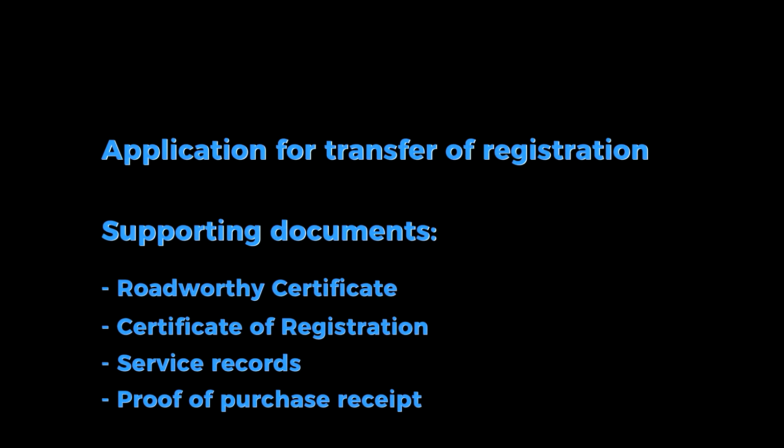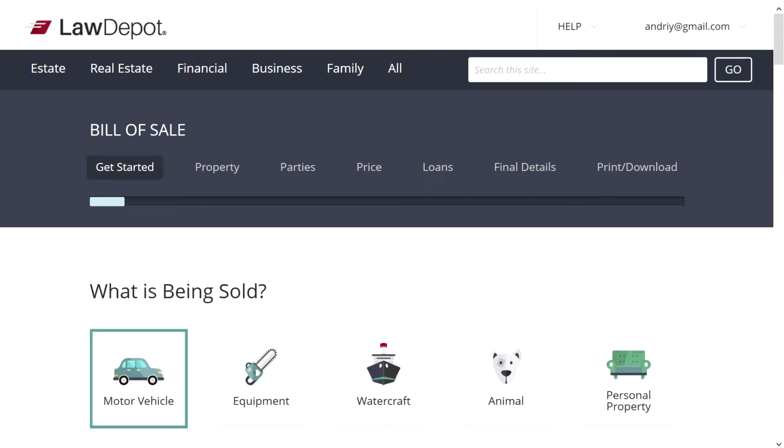Next document that needs to be filled out during the car selling process is called a proof of purchase receipt. And what it really is, is a transaction receipt between me and a buyer. There are several places where it can be obtained from. One place is the Law Depot.